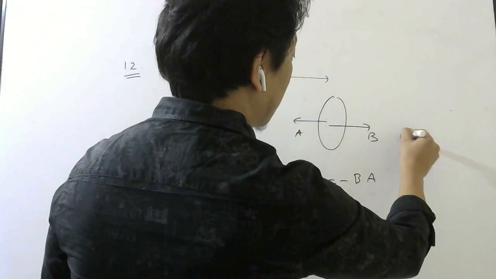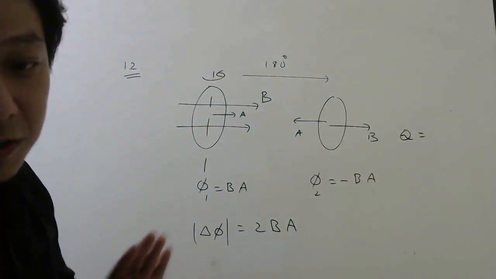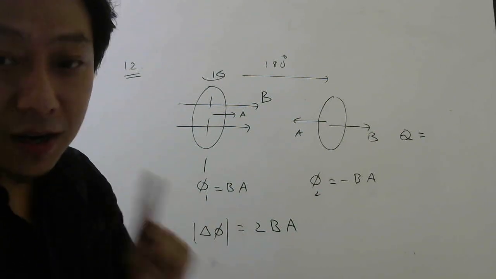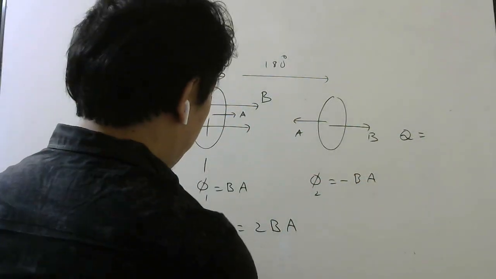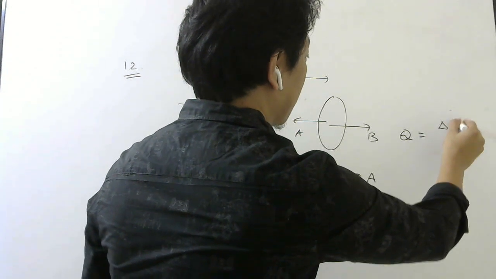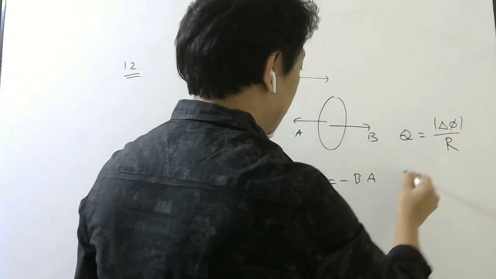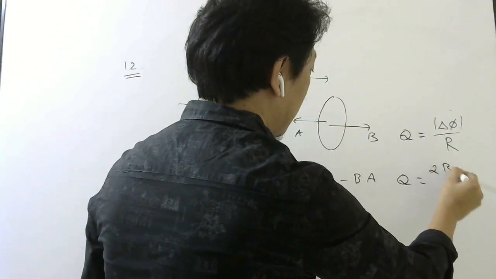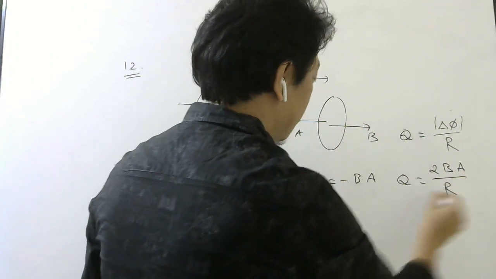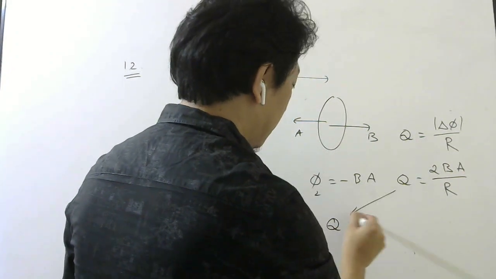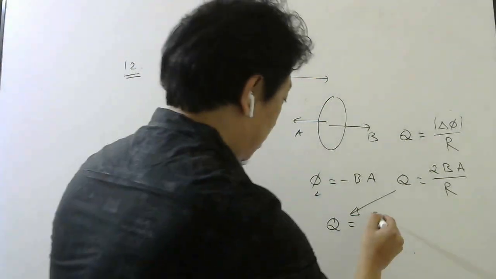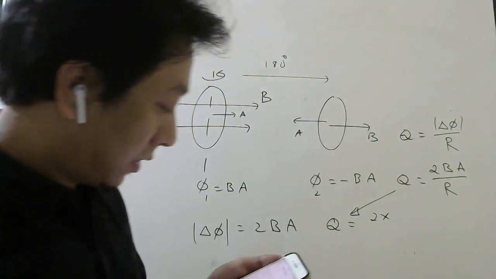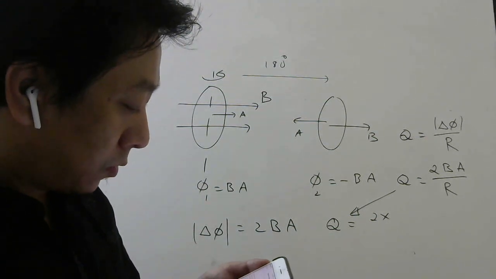So the amount of charge that flows, no need to divide by time interval or something. To find the amount of charge that flows, what you have to do? Divide the change in flux by the resistance. So it will be 2BA by R. Okay, so let us calculate how much it is. 2 is 2. Magnetic field is 1 Tesla.